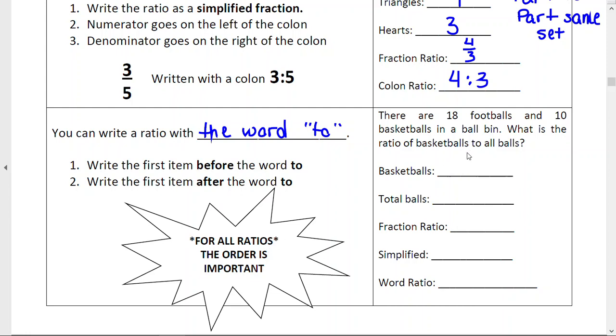So there are 18 footballs and 10 basketballs in a ball bin. What is the ratio of basketballs to all of the balls? So I'm going to get out that highlighter again.